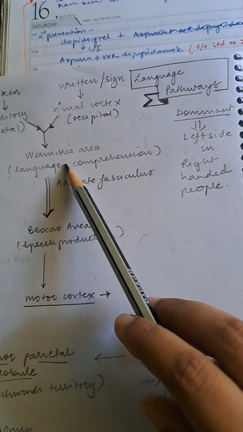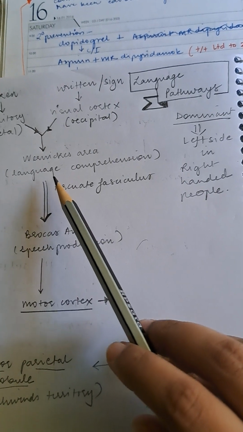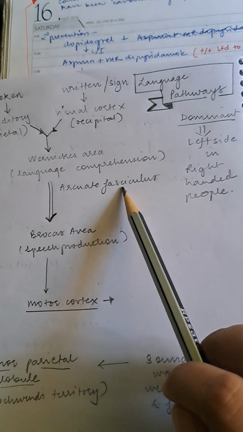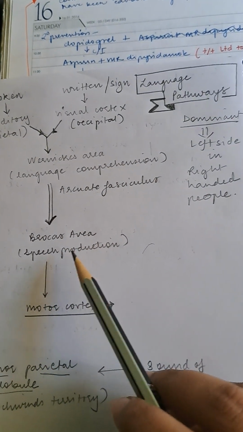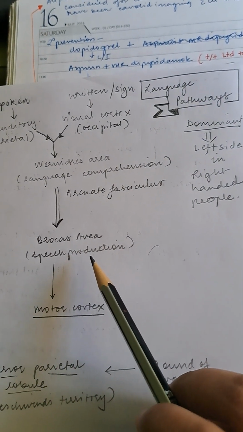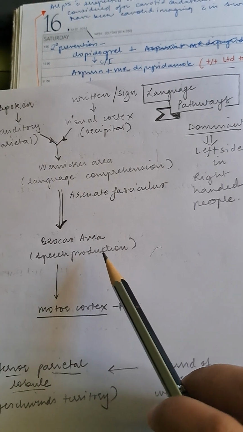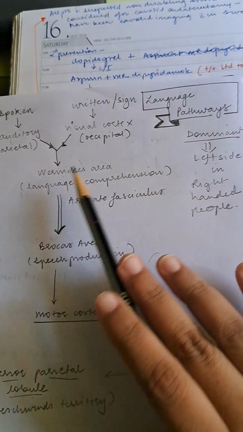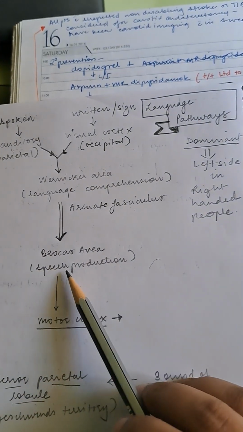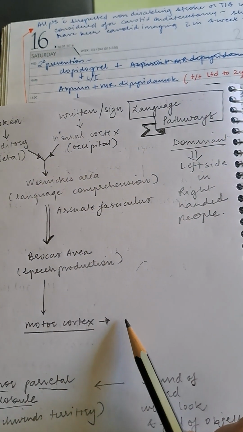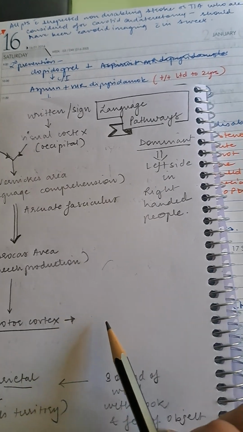Now, the signals from here are compiled and sent via a nerve bundle called the arcuate fasciculus towards the Broca's area, which lies in the inferior frontal gyrus, which is supplied by the superior division of the middle cerebral artery, usually on the left side in a right-handed person. These signals are sent to the motor cortex, which supplies the muscles which produce speech.